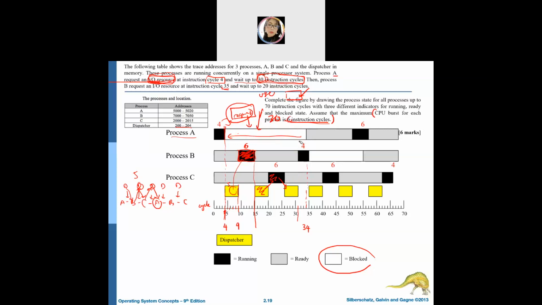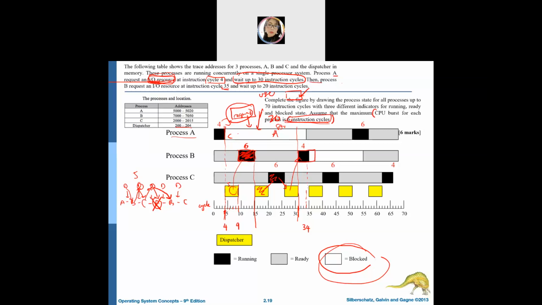Because now you can see, after this finishes at 31, your A is still blocked. It's still waiting for the instruction cycle, so it's still blocked. That's why you cannot suddenly close it and then run. Cannot, okay? Because it's blocked, you're going to go for B directly. You start B. Normally, you're going to have 6 cycles. Supposedly, you're going to have 6.